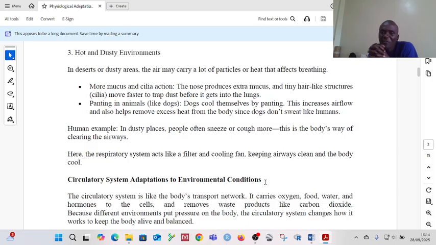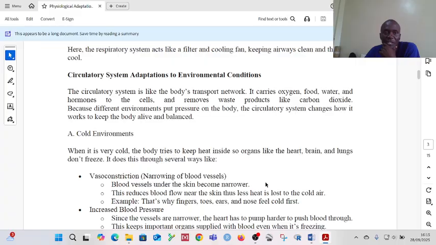So in dusty places, people often sneeze or cough more. What you do with sneezing or coughing is just a way in which your body is trying to clear the airways. Okay? So in this case then, the respiratory system is acting as a filter, as a cooling fan. And what that helps the body is it keeps the airways clean and helps to keep the body cool. Okay? A filter, the mucus and the cilia, is filtering. Cooling fan, when the dog pants, it loses heat in the process. Okay? So all that is happening in this case is just ensuring that the body of these particular animals remains cool enough.